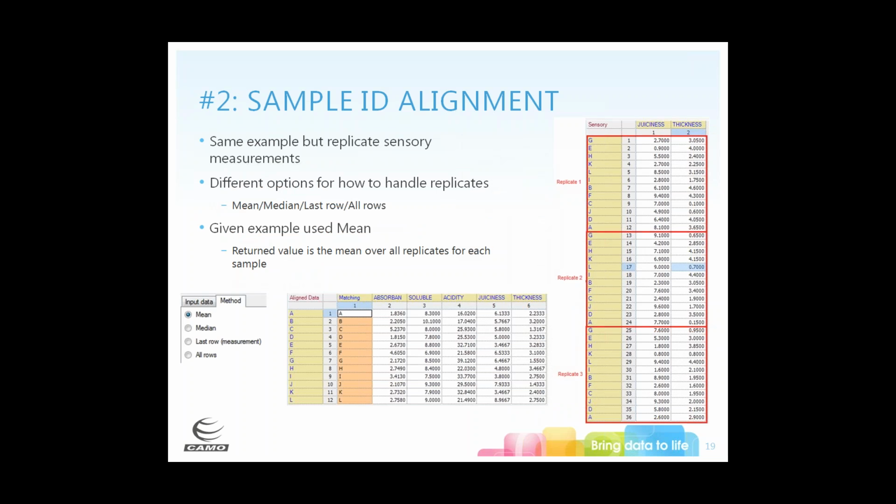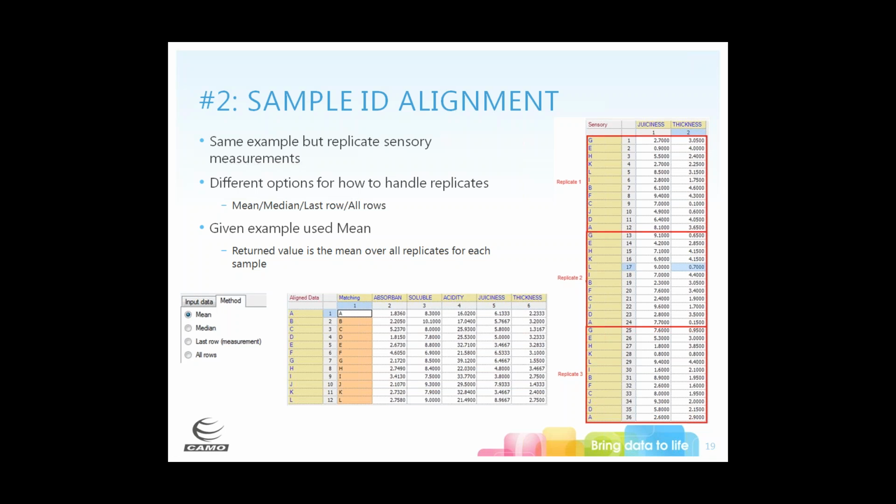This is a slightly more complicated case where you have multiple sensory assessments. So each assessor, 1, 2, and 3, tastes or assesses all the different raspberry jams. And we want to align those with the instrumental data, of course.